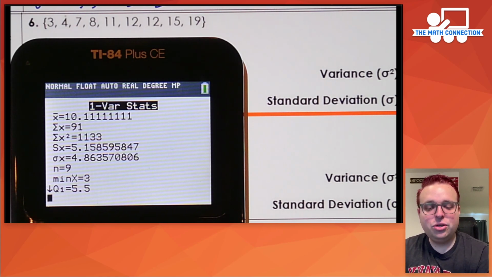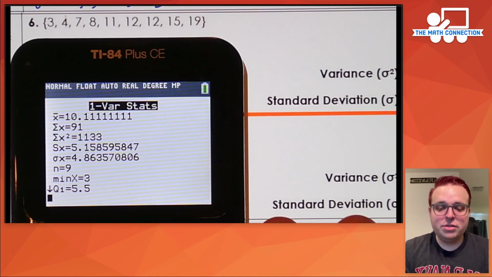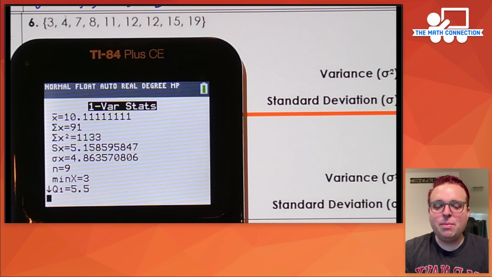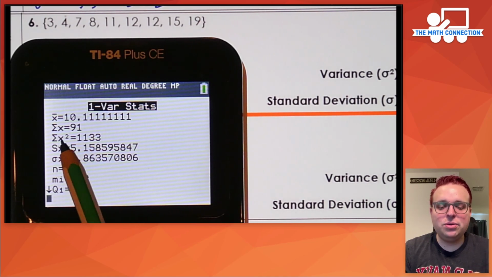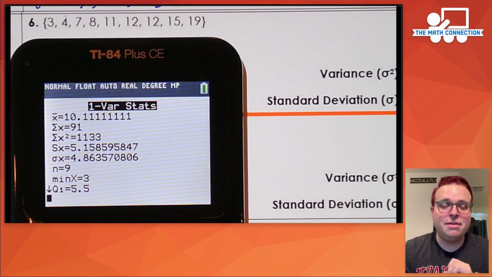So what you need to do is look at this list and determine the things that you need from it. The very first thing in the list is the mean, that's x bar, okay? Then we have a couple other things. The sum of all the values, this is a summation, this is a sigma, and x stands for a data point, so the sum of all the values is 91. The sum of all the values squared is 1133. There's applications where you might need to know that information. That's why they give it to you.